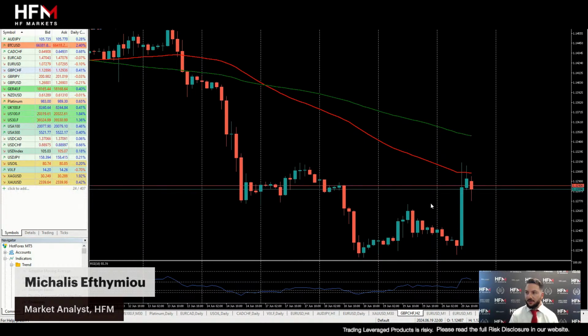So here, ladies and gentlemen, we can see, and this is exactly what I was referring to in terms of the British pound against the Swiss franc. We're looking at two currencies that at the moment are declining in value.